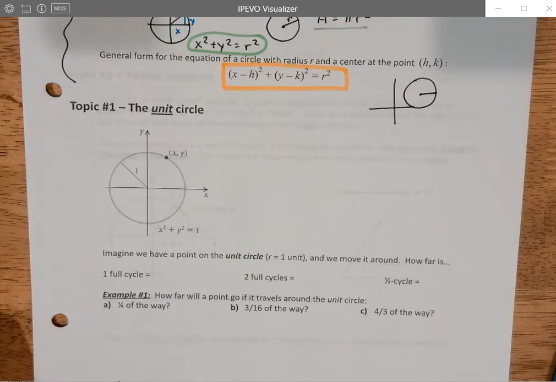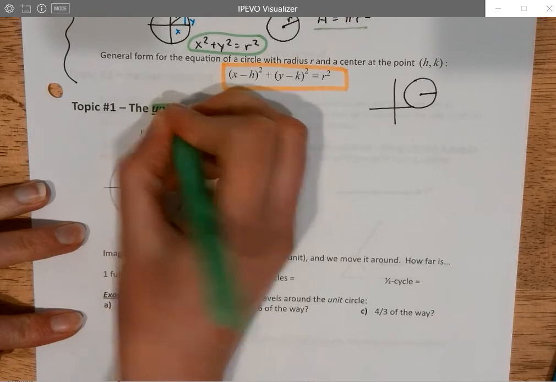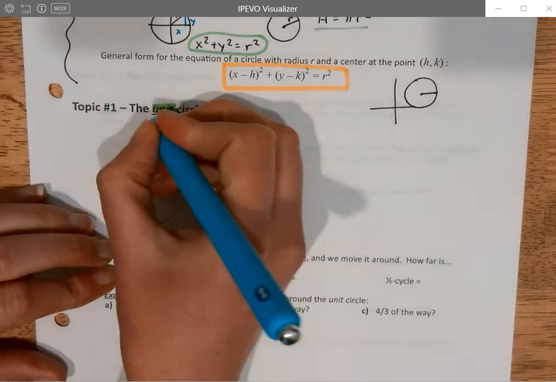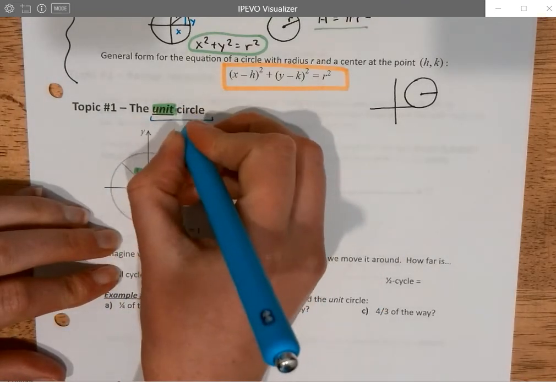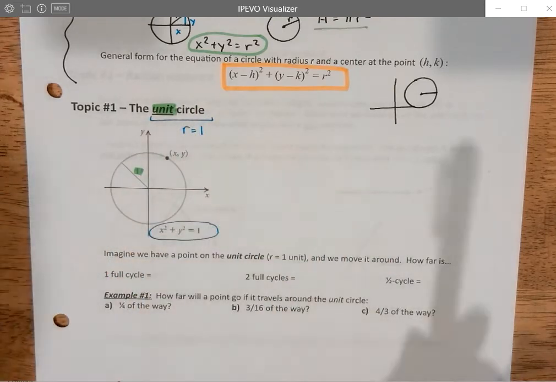Topic 1, the unit circle. So first of all, a unit circle, what unit means is that it has 1 specifically for its radius. It's not going to have a general radius r, it has 1 for its radius. So the unit circle is the circle with radius 1, and that makes its equation x squared plus y squared equals 1, because r is 1.